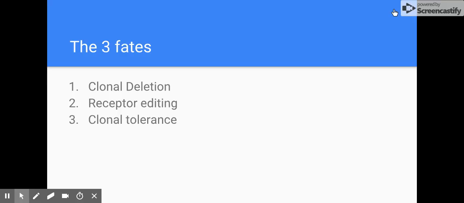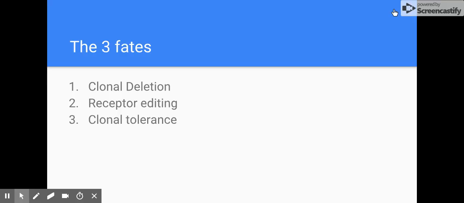The three fates are first, clonal deletion, second, receptor editing, and the third one is clonal tolerance. First, we're going to talk about clonal deletion. Clonal deletion is the induced death of members of a clone of lymphocytes with inappropriate receptors. These immature B cells are lost from the repertoire prior to leaving the bone marrow by apoptotic death.